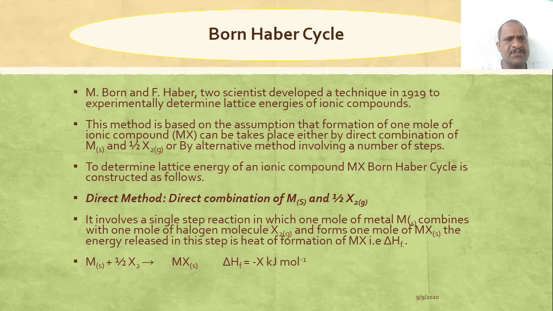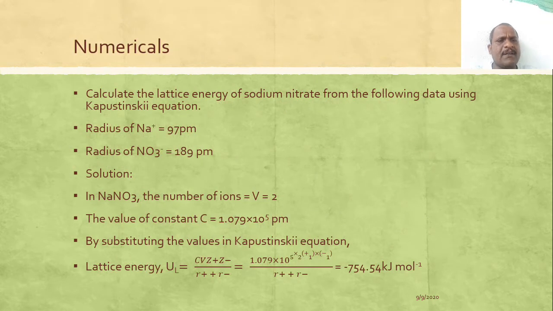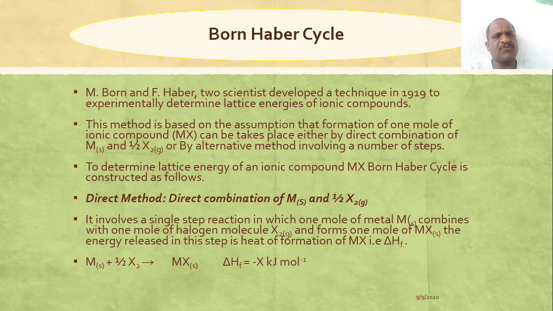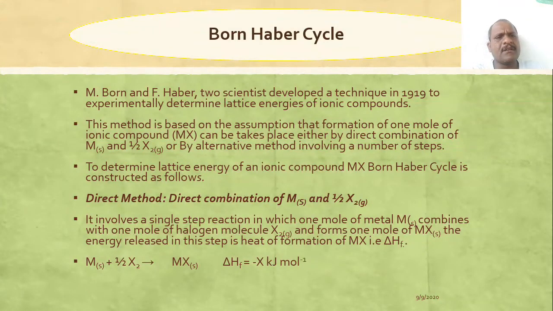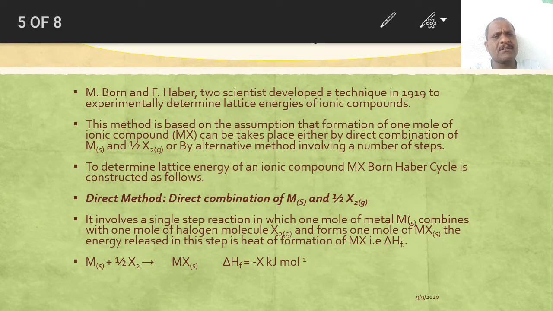This method is totally based on the assumption that the formation of 1 mole of an ionic compound MX can take place either by direct combination of a solid metal and a gaseous halogen. When these two are combined together directly, there is formation of MX, that is the metal halide.